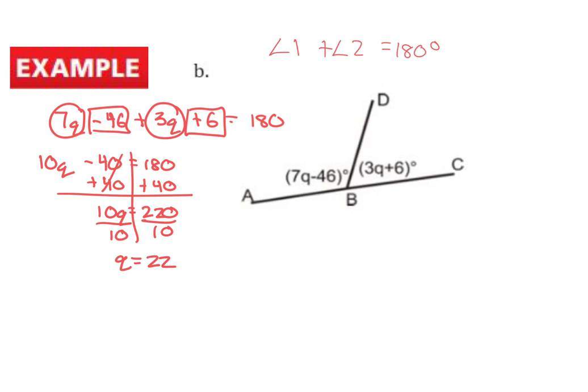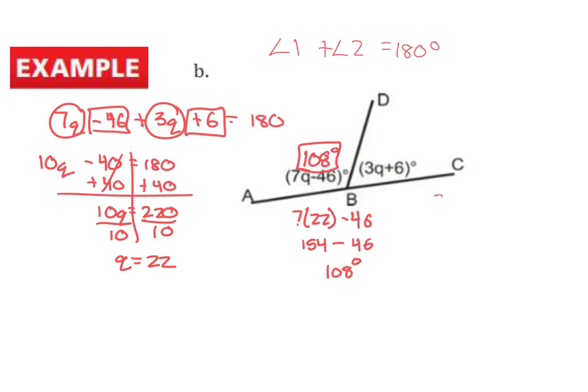7q minus 46, so we'll do 7 times 22 minus 46. And then we have to compute, 7 times 22 is 154. 154 minus 46 is 108. On the other side, okay, so this is 108.